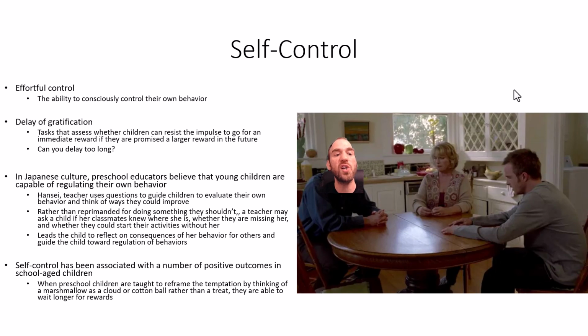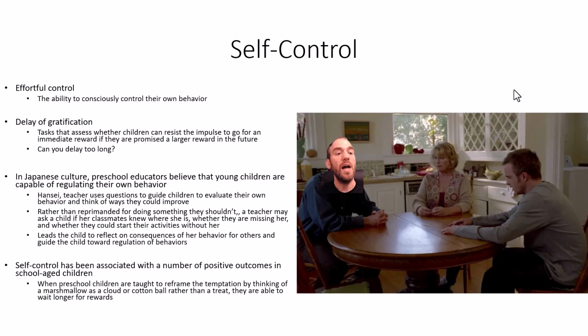Delay of gratification. Tests that assess whether children can resist the impulse to go for an immediate reward if they are promised a larger reward in the future. Can you delay too long? There's a bunch of different delay of gratification tasks. The classic marshmallow task we're familiar with. Put a marshmallow in front of a child and see how long they can delay eating it in a room by themselves. Also, you can say, okay, child, here's one marshmallow. You can eat it right now, or if you wait 10 minutes, you get 2 marshmallows. And theoretically, you want 2 marshmallows, but you have to delay in order to earn those two marshmallows.